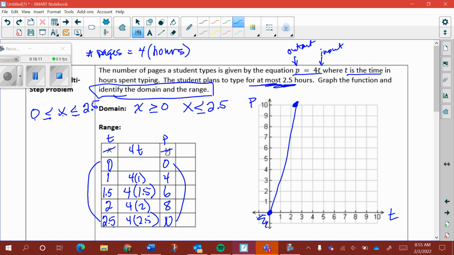My range is going to be the y value. I could write it into 2 separate things, meaning that it's 0 to 10, correct? So the y value is in between 0 and 10. So y is greater than or equal to 0, and y is less than or equal to 10. But I can write that as a full one statement.